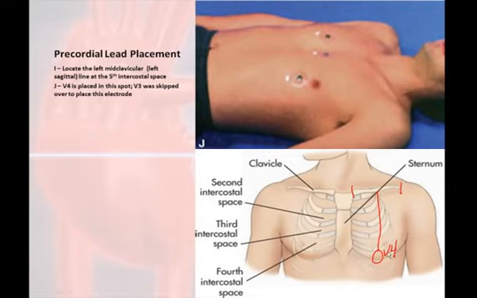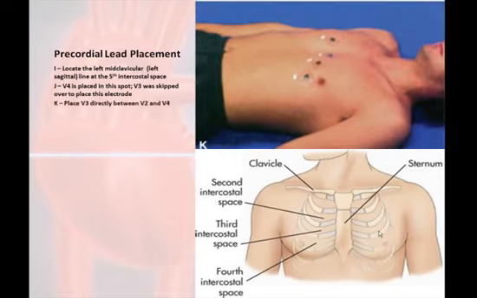Now notice I skipped over V3. The reason for that is because you have to find V4 and V2 to find V3. Once I have actually found V4 and I know where V2 is placed, I just place an electrode directly in the middle of these two electrodes, and that will give me V3. So I kind of have to backtrack. I have to skip over V3, find V4, and then backtrack to get to V3. That is the proper lead placement.